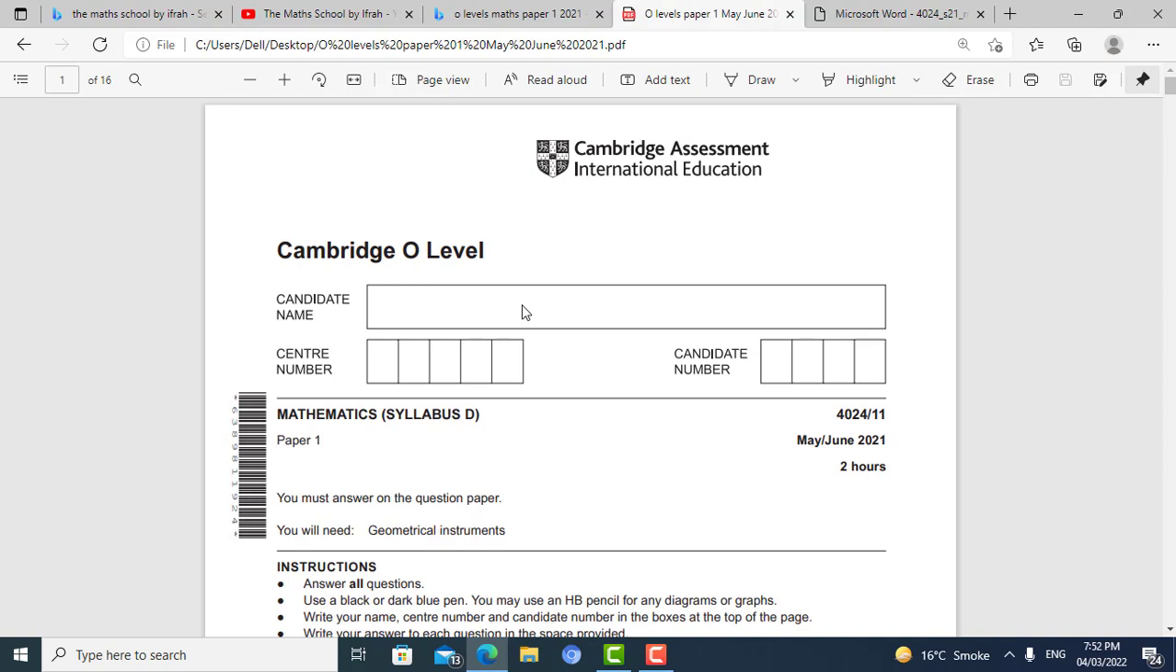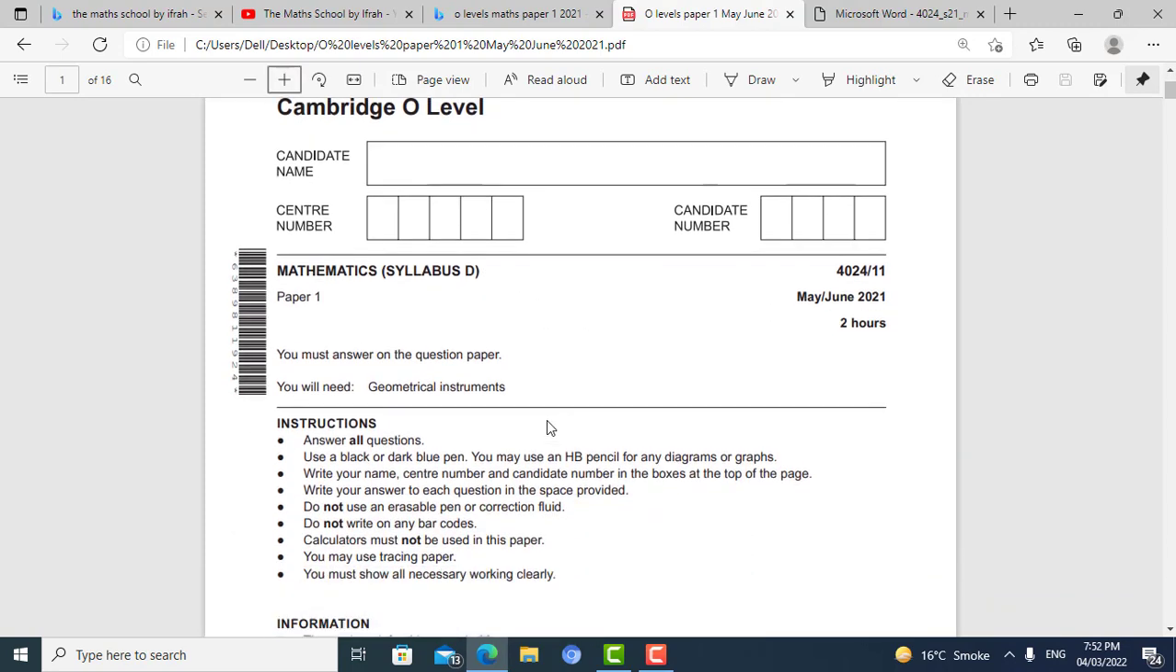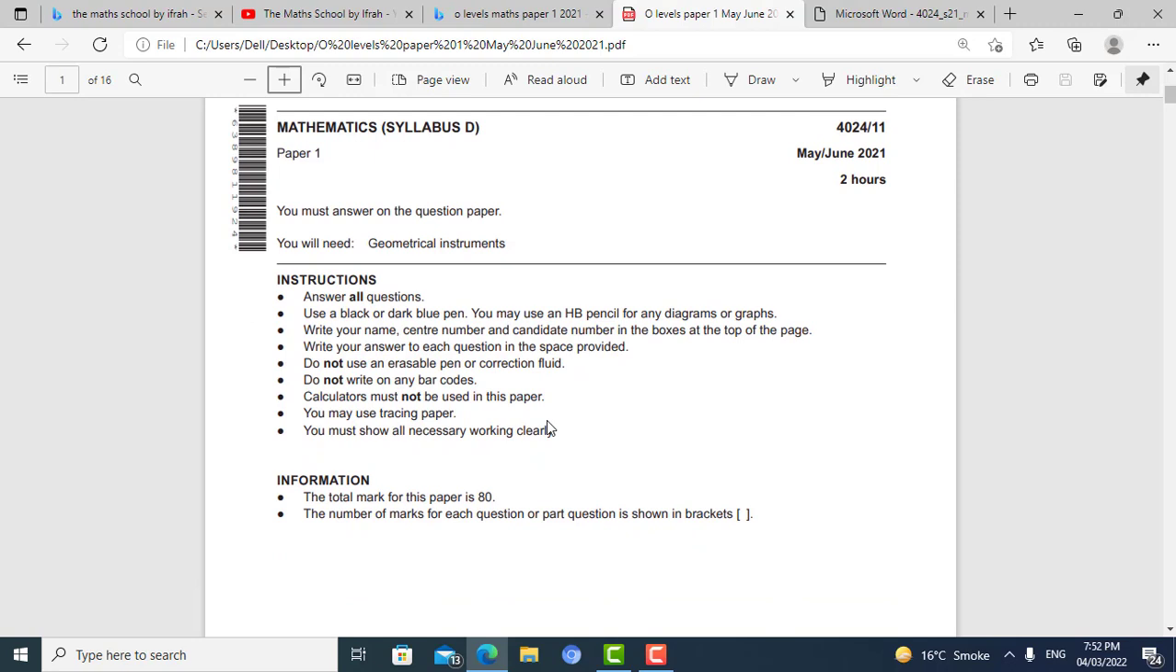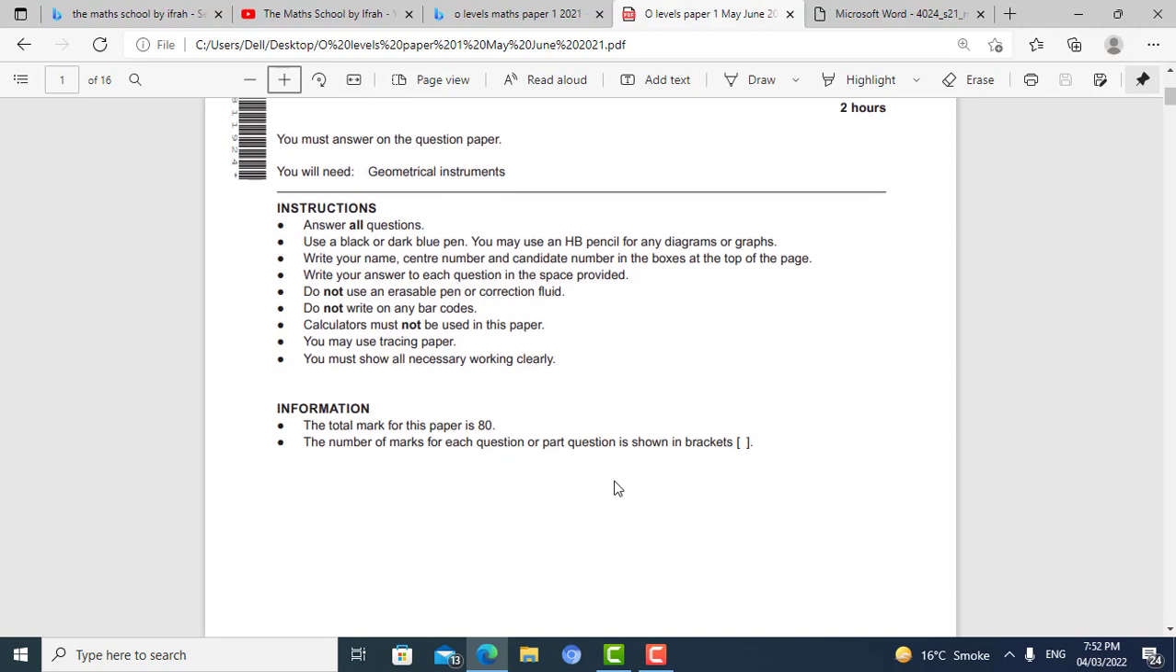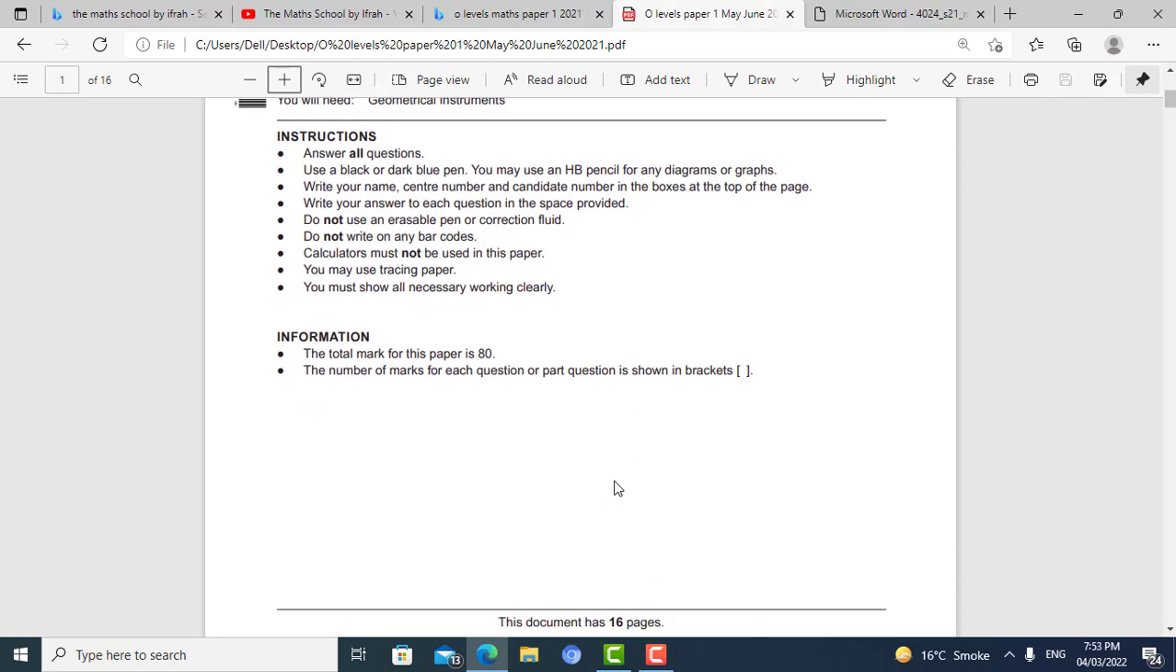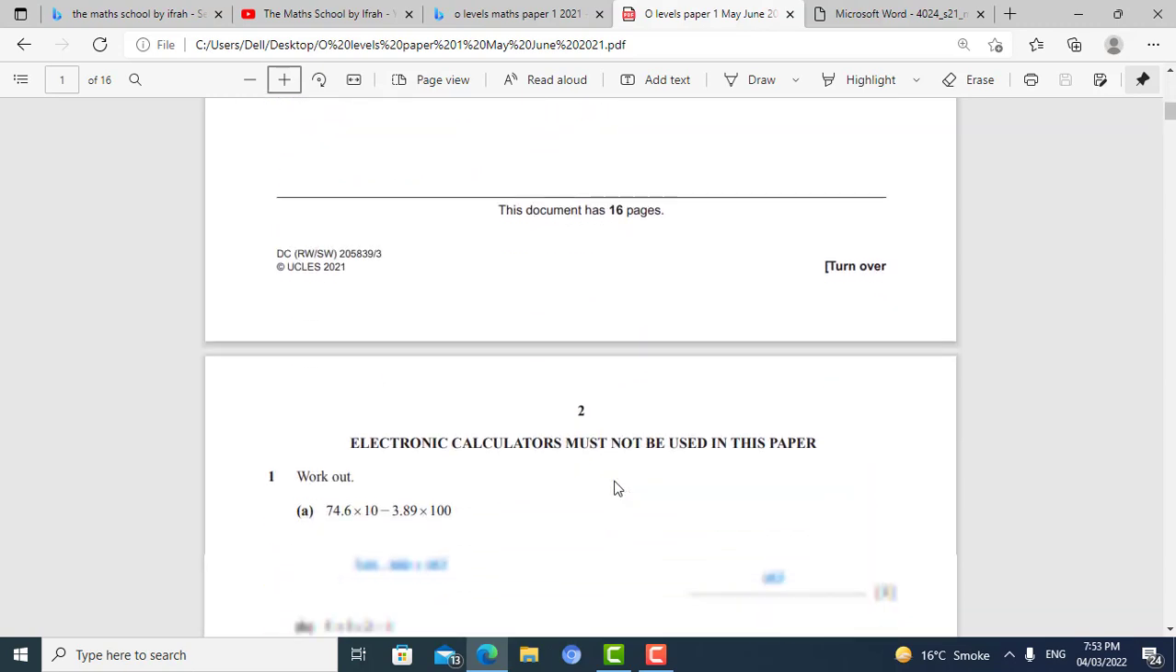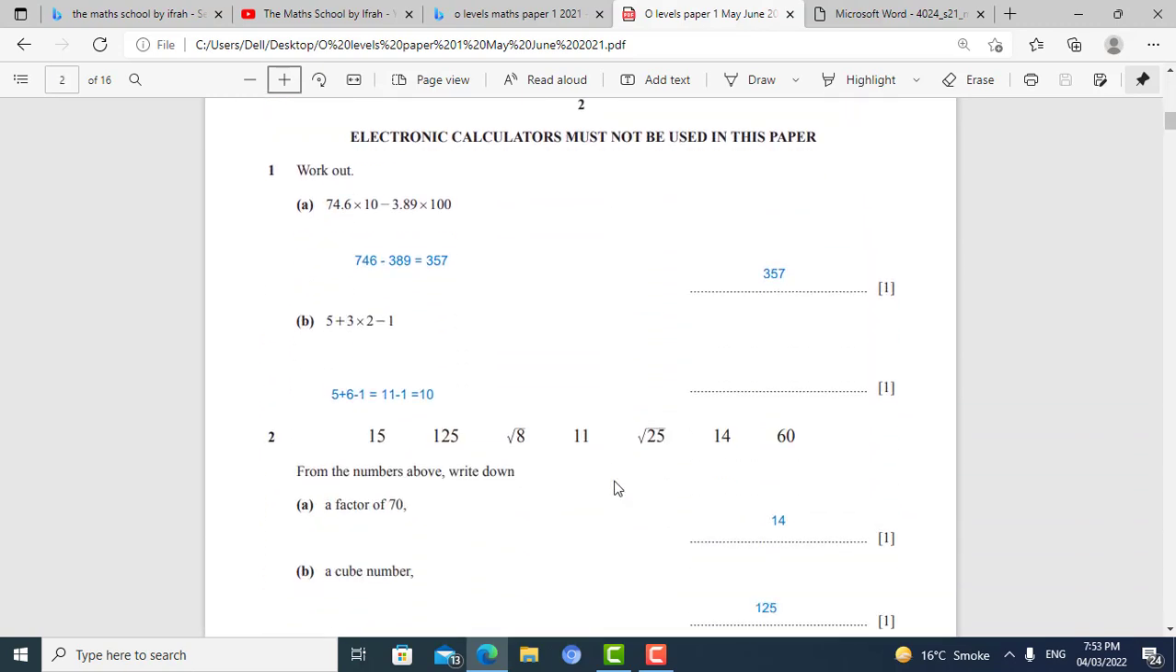In this video, we are going to discuss O-Levels Maths May-June 2021 Paper 1. Okay. These are the instructions which are given. Try to read them on your own. We read the instructions in the previous paper. This paper, again, I'm going to tell you that this paper is a total of 80 marks and you are not allowed to use a calculator during this test. Okay, I have given the solutions to this paper.